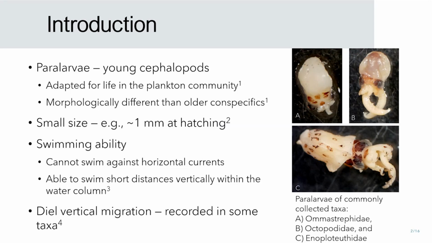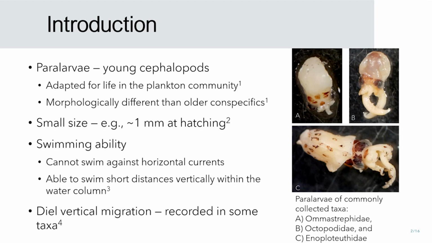Now, most paralarvae tend to have very small sizes, even those that have large body sizes as adults. So a common Gulf of Mexico squid, Abralia, is about 1 millimeter in mantle length at hatching and becomes a juvenile at about 11 millimeters in mantle length.